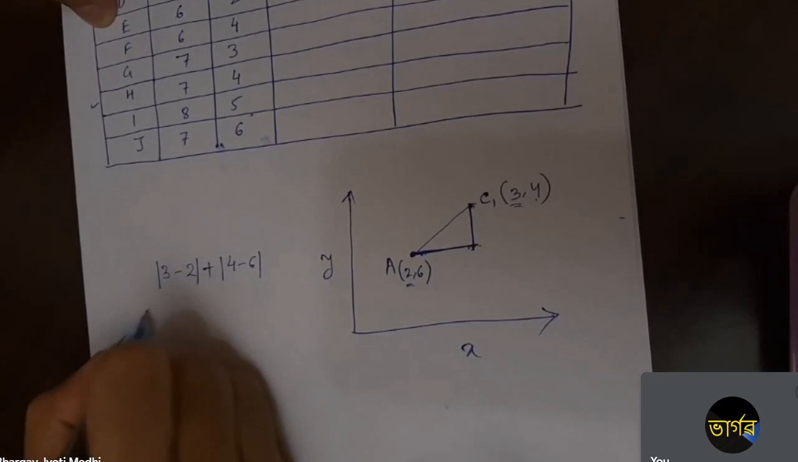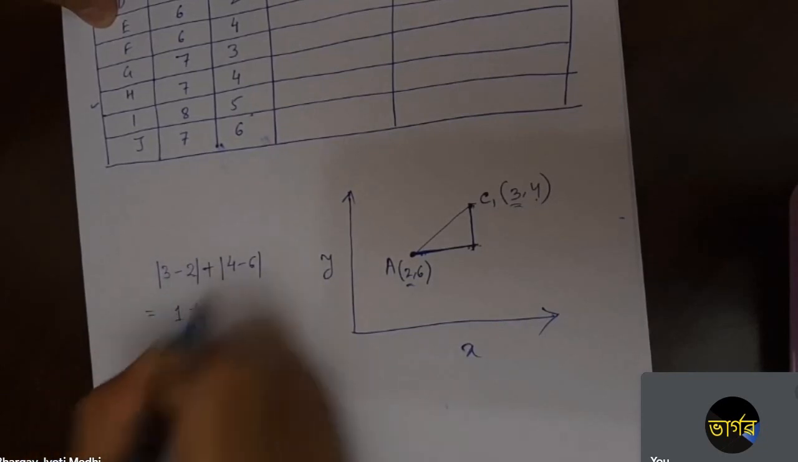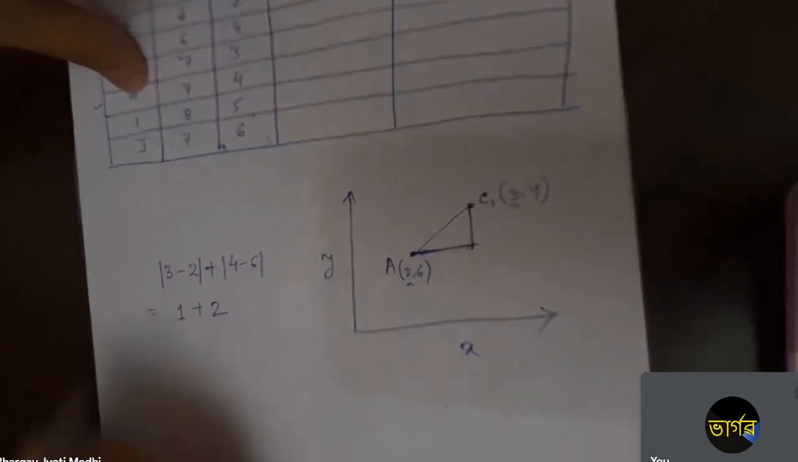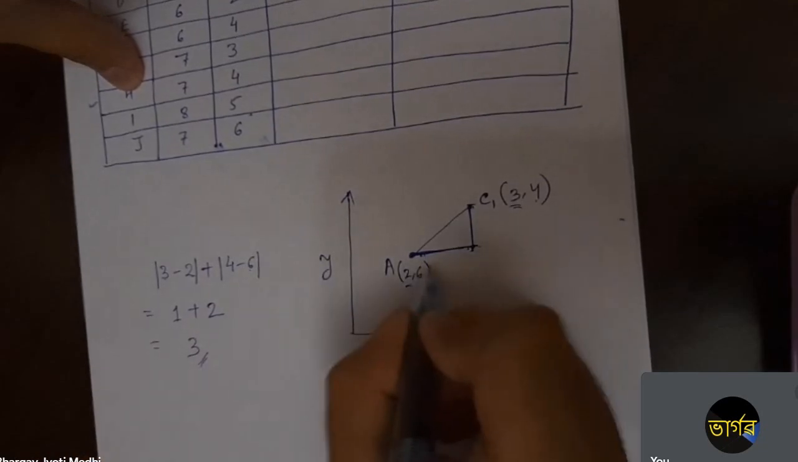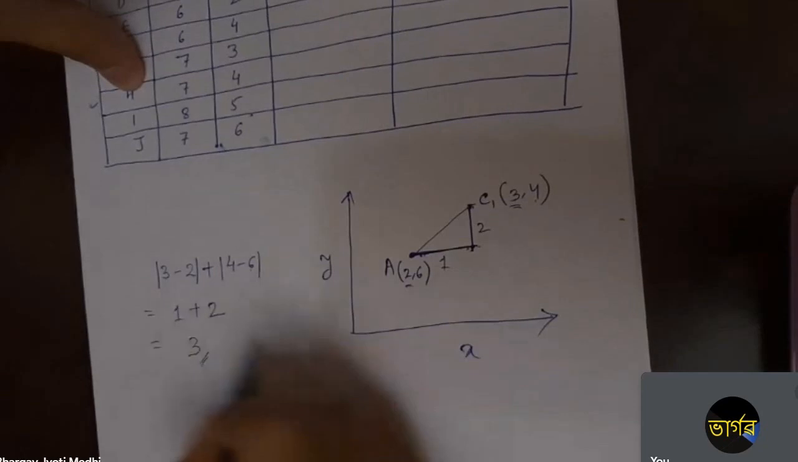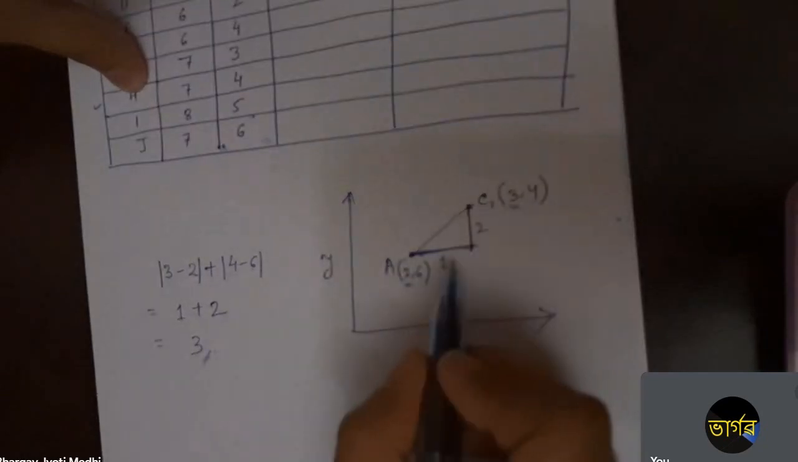This is 1, this is 2, totally it is 3. So the Manhattan distance between A and C is 3. The Manhattan distance between these two points, how much will it be? It will be 3. Okay, the value will be 3. So this way you have to find the Manhattan distance. You don't have to show this calculation. You can very easily do it directly in the table itself.